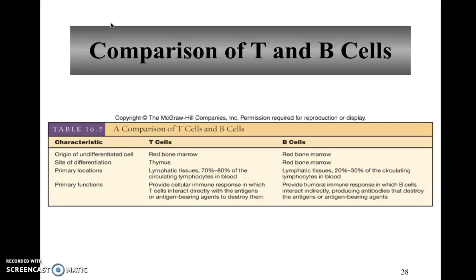Table 16.5 compares the T cells and the B cells as far as where they're made, where they differentiate, where they mature, where they're found in the body, and their primary functions. And I would encourage you to look at that as you read through chapter 16.